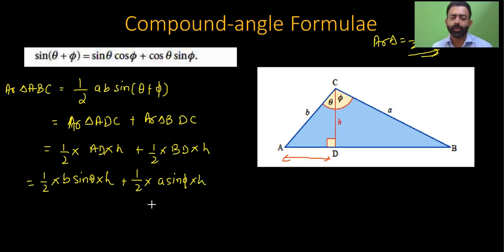Right? Now we need to remove this H also, because on our left hand side we have A and B, there is no H. Secondly, if we have to derive the formula, in the area of triangle ABC we have arrived at the expression sine theta plus phi. That means we have to remove this half AB somehow, so that we get only sine and cos terms.